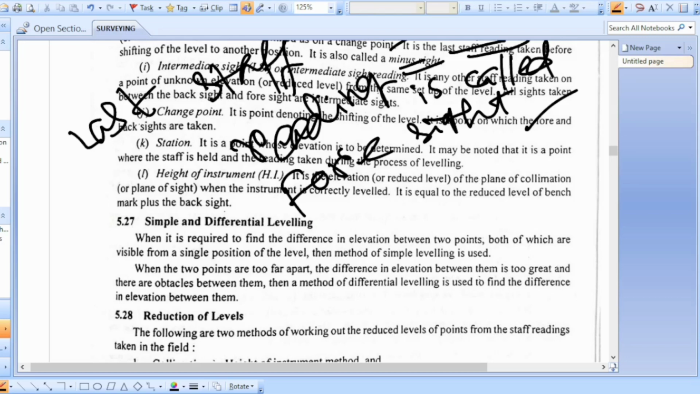Intermediate sight, very important. Change point, very important. Station, height of instrument, ये very important. आप लोग ये सब देख सकता है.